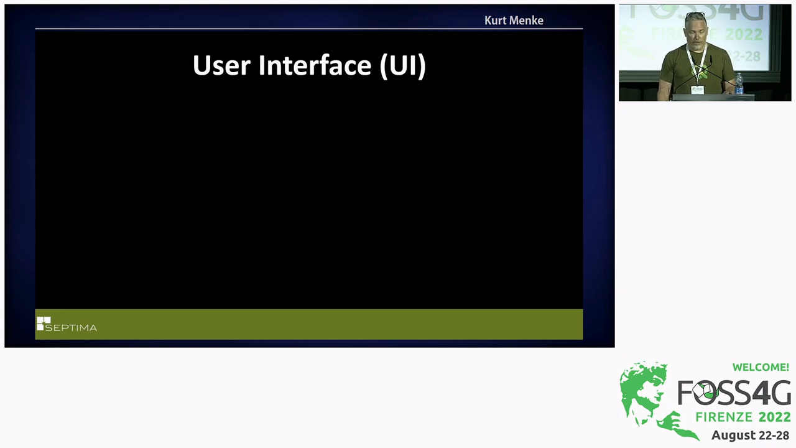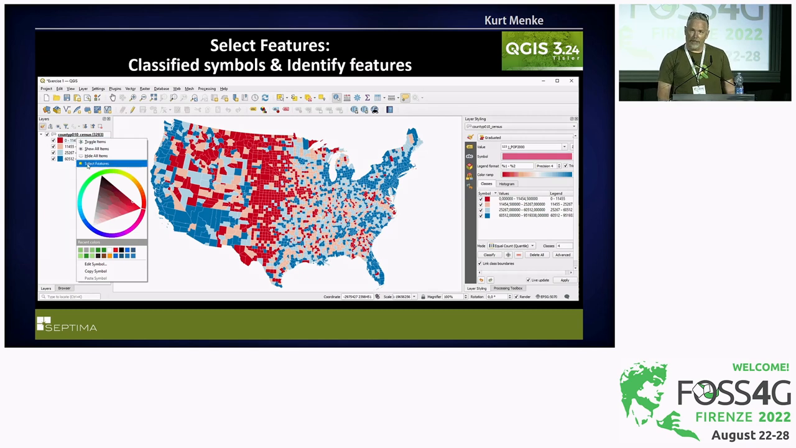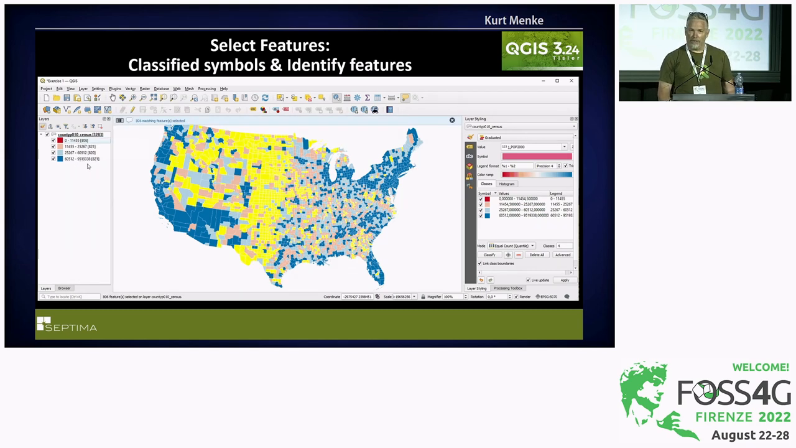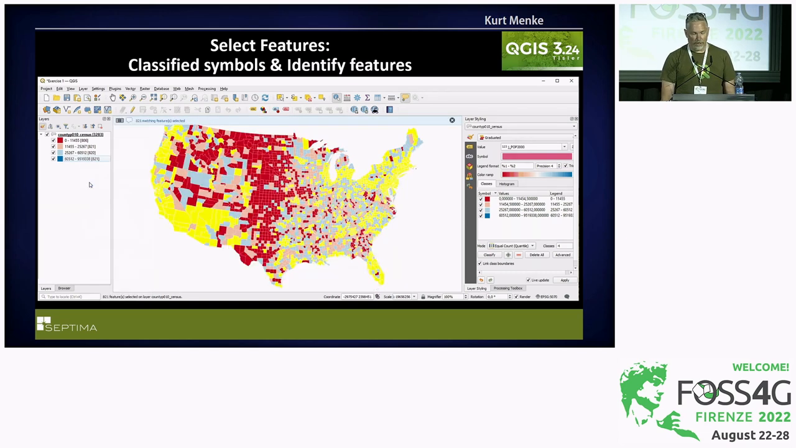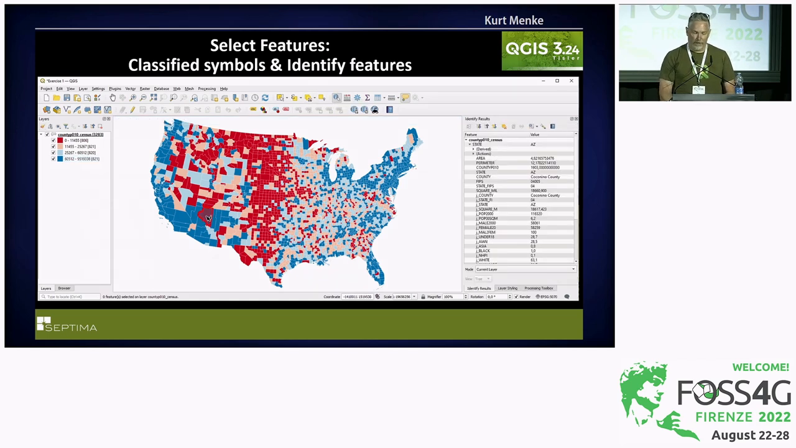Moving into the user interface, there's some really nice ways to select features now. If you have a classified layer, you can right-click on one of those classes in the Layers panel, and you'll see a Select Features option. So you can select the features that are part of that class on the map. And similarly, if you use the Identify Features button now, when you identify a feature and you get the values in the panel, you can right-click on a value and select features that equal that value in the layer. So this is another real handy way. QGIS keeps getting more and more user-friendly in this way.